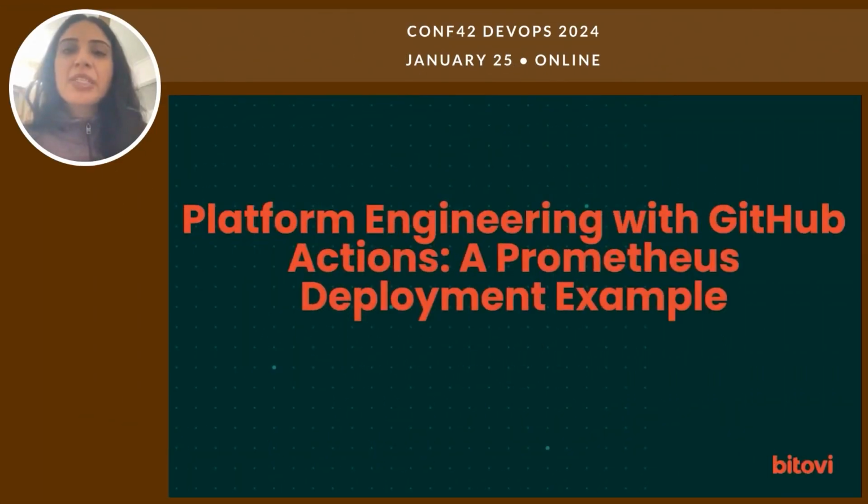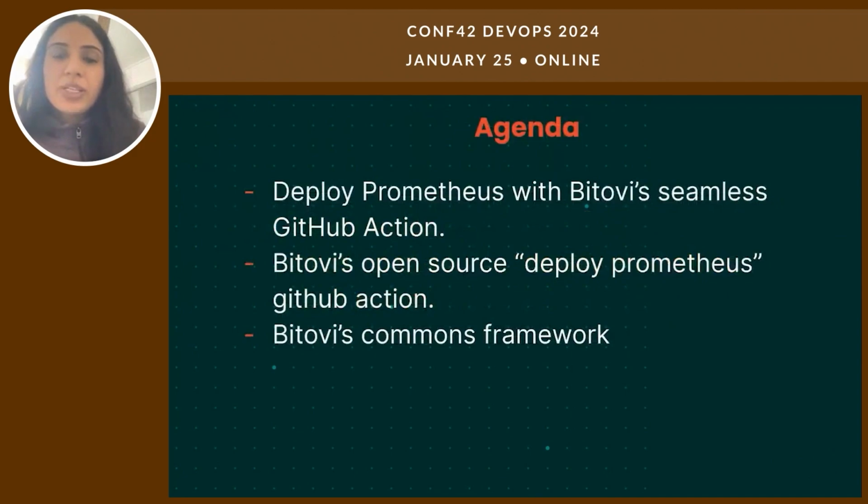Hi, I'm here to discuss platform engineering with GitHub Actions, a Prometheus deployment example. The agenda for today is we will deploy Prometheus in an AWS EC2 instance using Bitovi's seamless GitHub Action. We will explore Bitovi's open source deploy Prometheus GitHub Action.